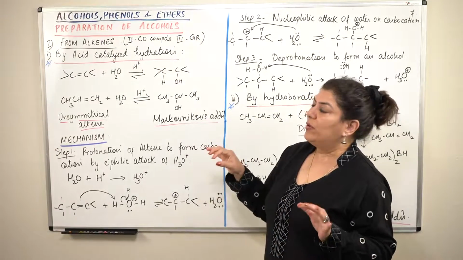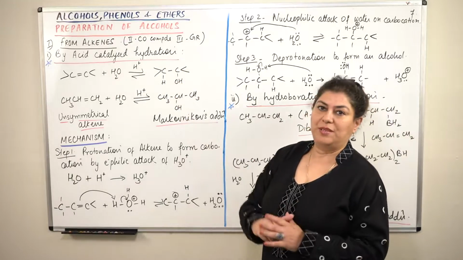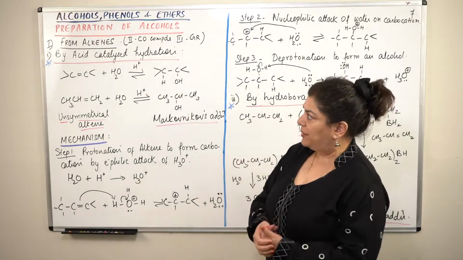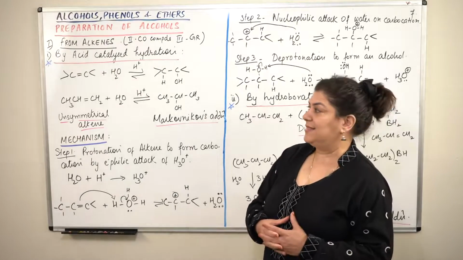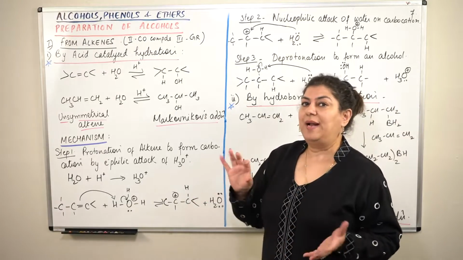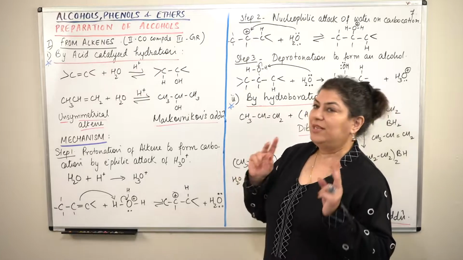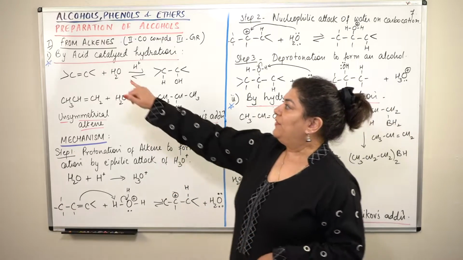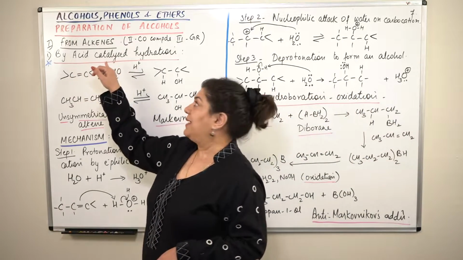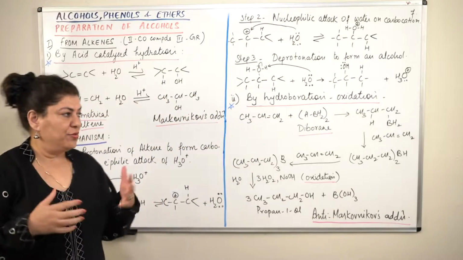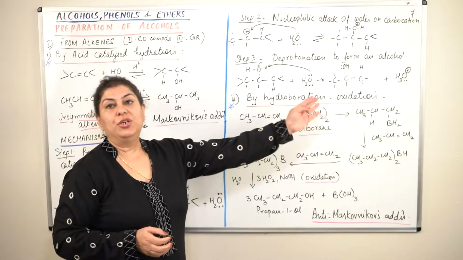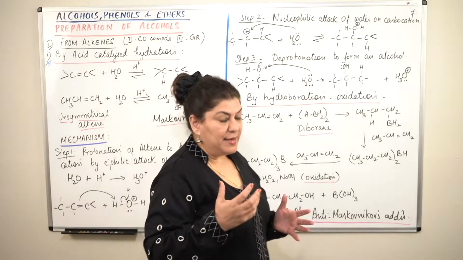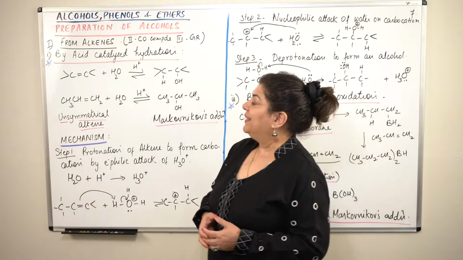In this video, we are going to talk about the first source of preparation, that is, how do we prepare alcohols from alkenes. You can prepare alcohols from alkenes by 2 different methods. The first is by acid-catalyzed hydration, and the second is by hydroboration oxidation. So let us understand these one by one.